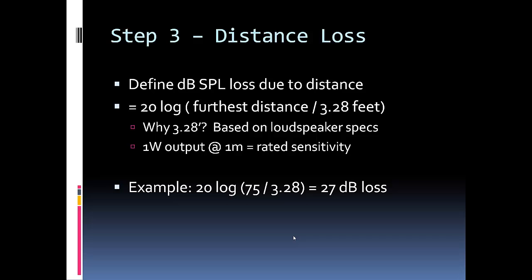So in this case, if we're talking about 75 feet away from that loudspeaker, our reference point is 1 meter away, which is 3.28 feet. So with our reference being the denominator and our test level, if you will, being the distance away in the numerator, we take 20 log of 75 feet divided by 3.28 feet. In this case, that gives us a loss of approximately 27 dB.